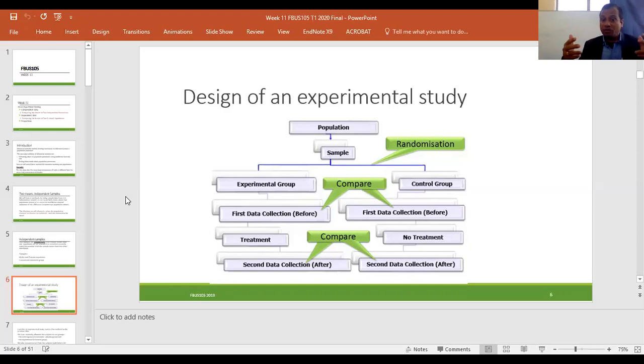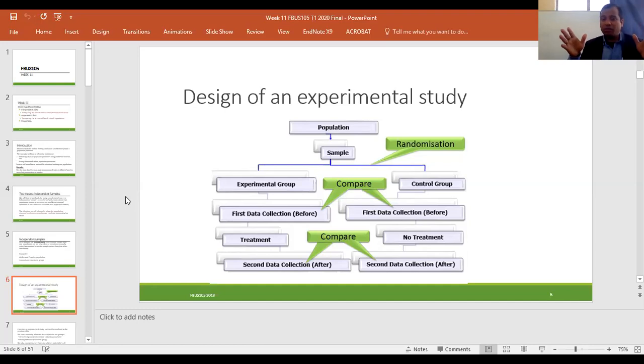Then, as I said, for the experimental group you provided the special treatment, whereas for the control group there is no treatment. After that, maybe after 1 week, 1 month or 1 year, based on your research setting, you again gathered the data, and that is known as the second data collection, after the treatment, for the experimental group and likewise for the control group.